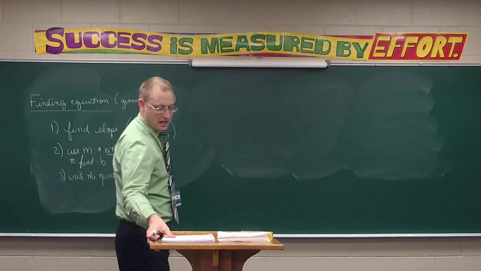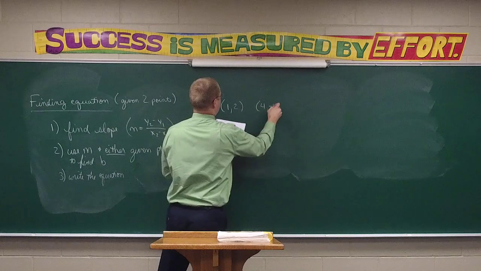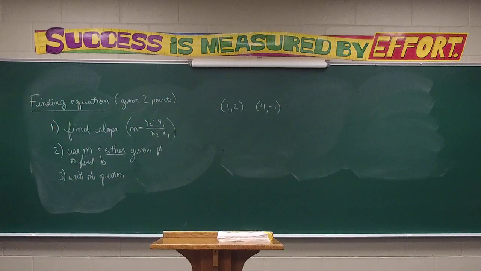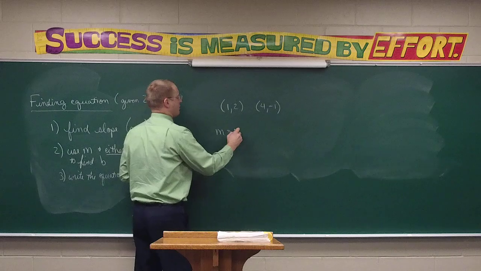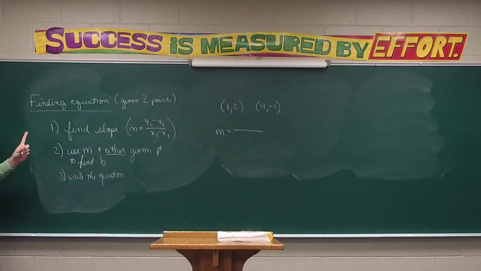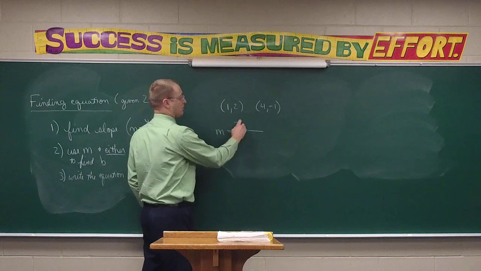So write these 2 points down. If I were to have the point 1, 2 and the point 4, negative 1. Well, step 1, class, find the slope. So my m is equal to, remember, what letter goes in the top, class? The y's go in the top. So how could I write my numerator here? Abby? As 2 minus negative 1.